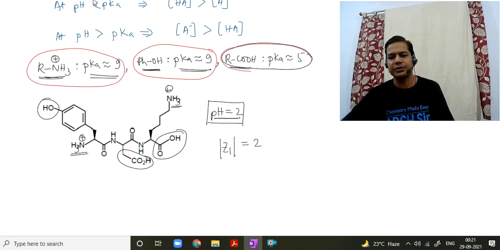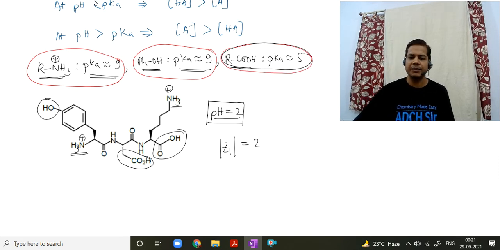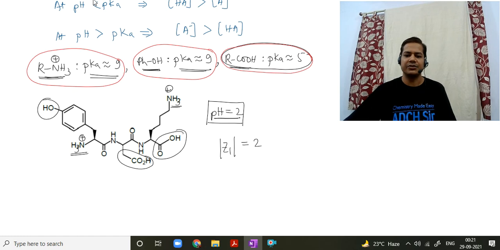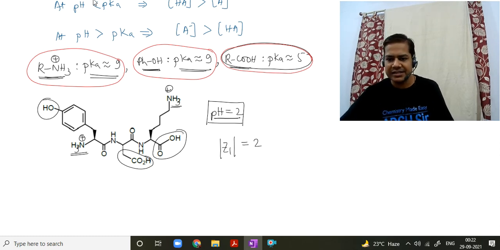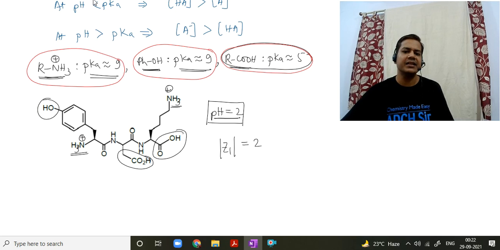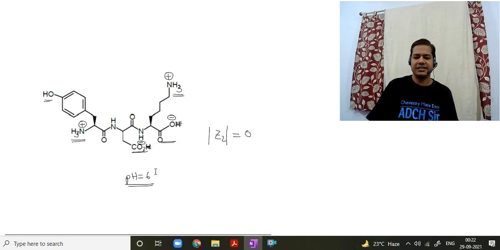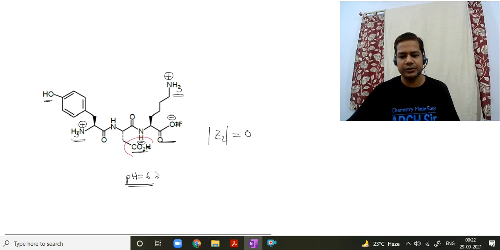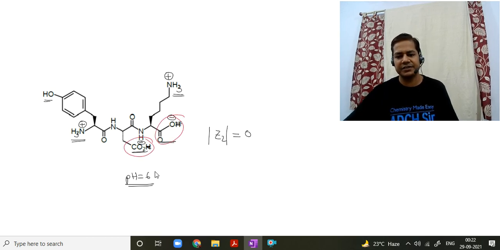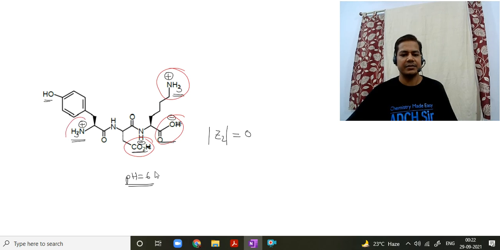So at pH equal to 2, all of them will remain in the unionized, protonated form. The ammonium ions remain in protonated form. The charge on the peptide will be +2. So the absolute value of charge is 2. At pH equal to 6, only carboxylic acid ionizes, because this pH is still less than the pKa of phenol and ammonium. So at pH equal to 6, the carboxylic acids ionize, resulting in COO minus, 2 negative charges, and NH3 plus, 2 positive charges. Total charge will be 0.